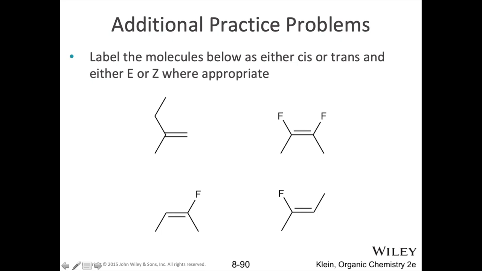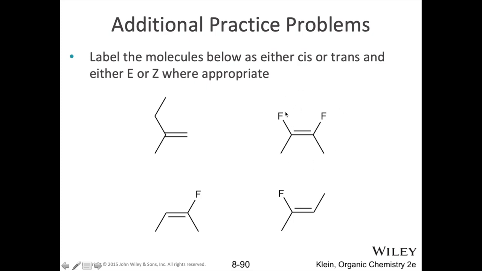Okay, let's practice labeling cis-trans isomerism and EZ isomerism. Go ahead and pause this video and see if you can name these. Now there are some trick questions here, of course. You probably noticed with this first one, there are 2 hydrogens here, which aren't shown, so it doesn't matter which way you flip them, you're going to get the same molecule again.